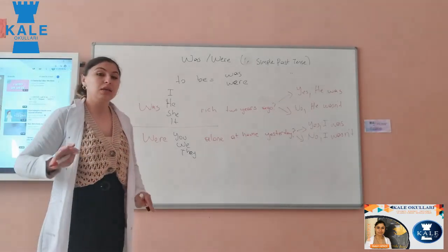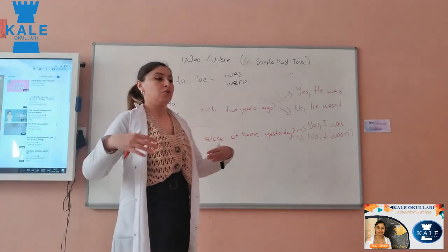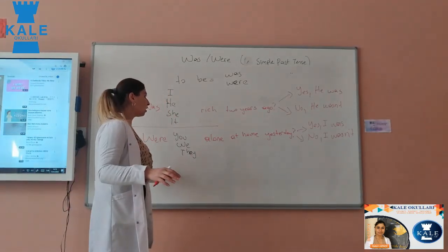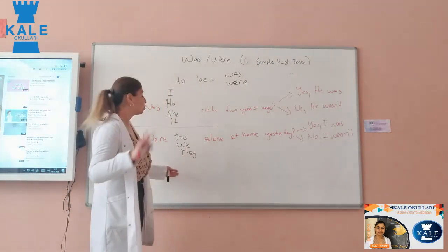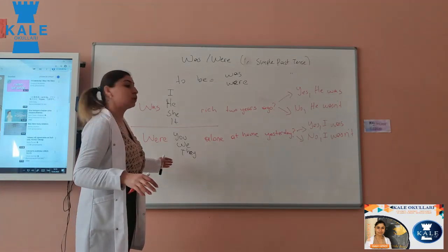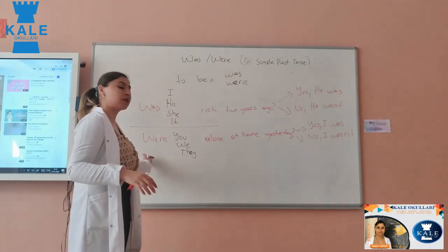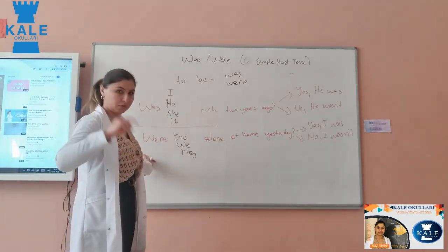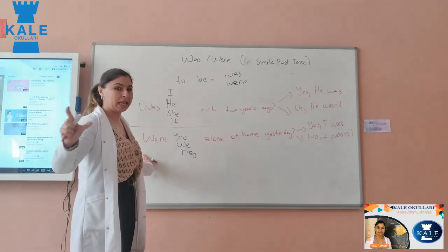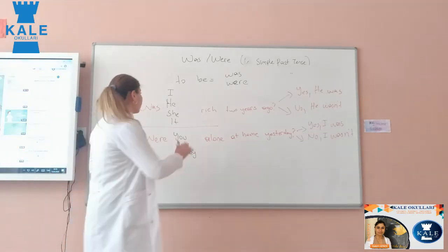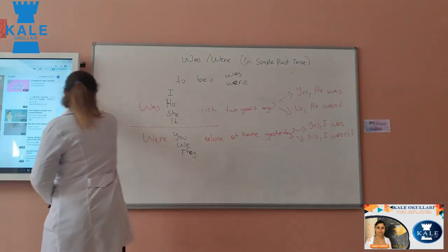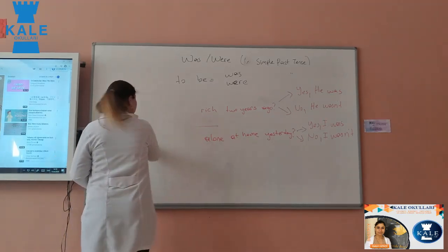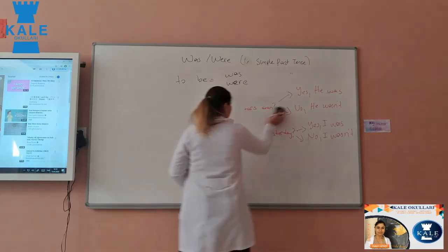And again, you can't use a verb. If you are trying to make a sentence with the was verb, with verbs, you can't use the was verb. If you are using the was verb, you can't use another verb. Verb is fiil, eylem in Turkish. Okay? You can't use it. Here I will clear it up and I will give some examples.